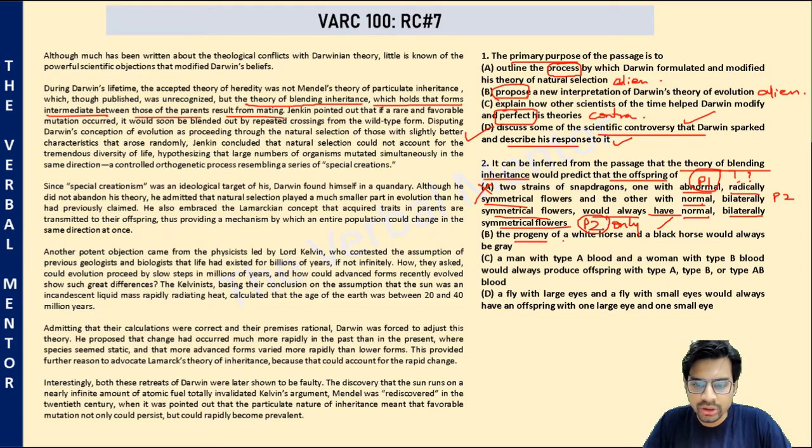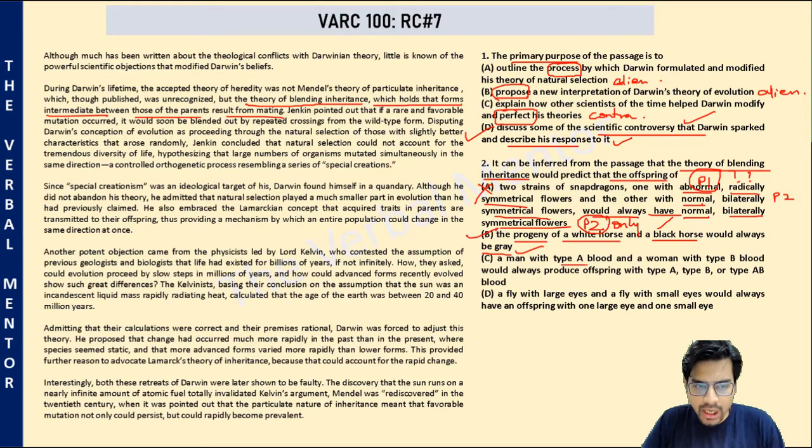Option B, the progeny of a white horse and a black horse would always be a gray horse. Exactly what the theory of blending says. White plus black is equal to gray. So there will be a blend of the two characteristics. Option B should be the correct answer.